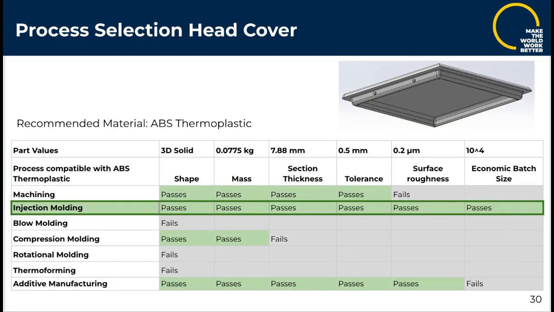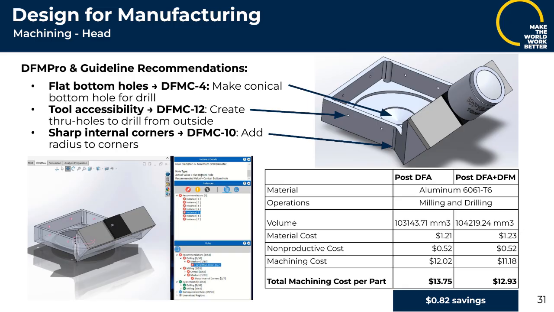Our recommended material for the head cover is ABS thermoplastic, as it is low cost and easy to process. Based on the same considerations as the last part, the manufacturing process that was chosen for this part is injection molding. The head part that holds the eyepiece was analyzed with DfM Pro for design changes to improve manufacturability.